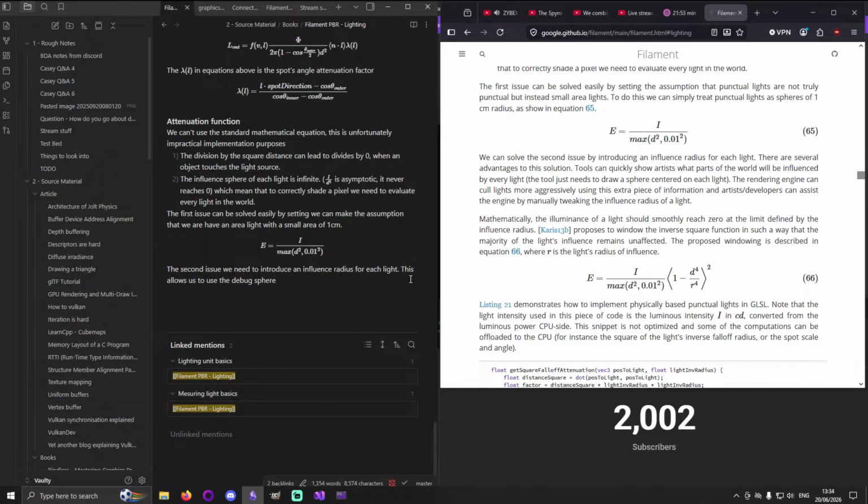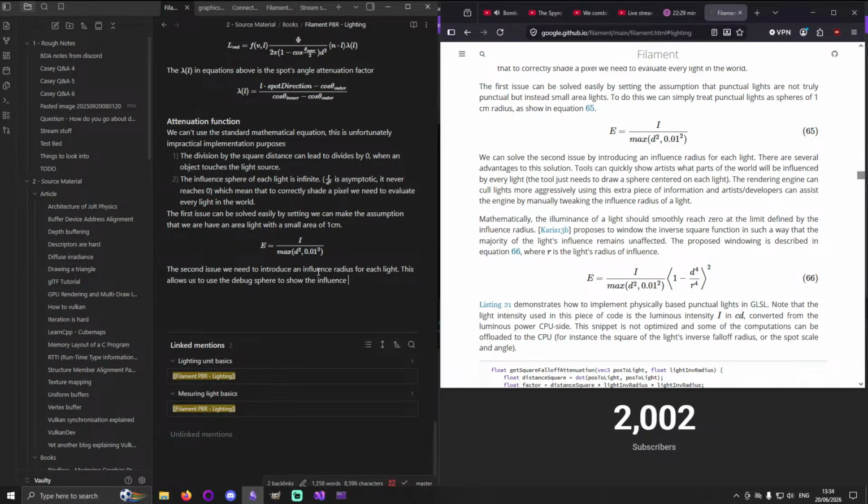Okay, so tools can quickly show artists what parts of the world can be influenced by every light. Yep. To show the influence. I wonder if this is true for a spotlight. I'm kind of confused, because a sphere around the influence of a spotlight doesn't make sense, right? It's a cone.